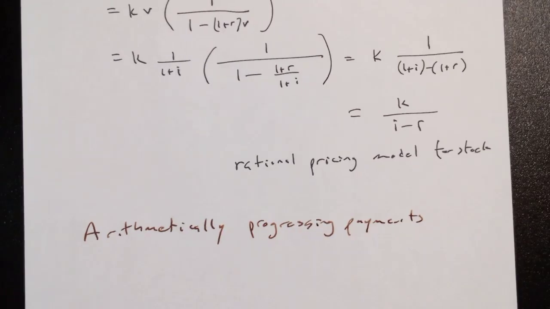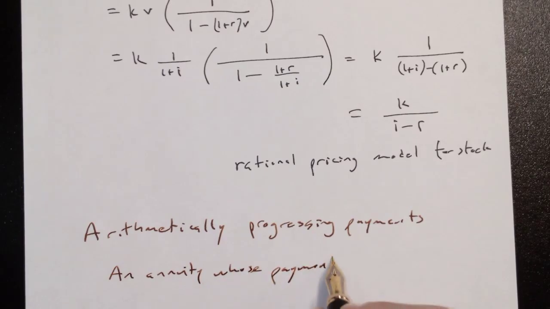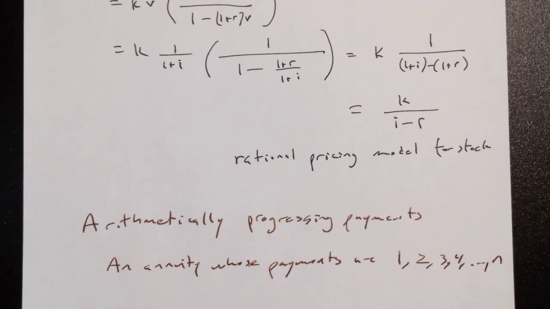What if instead of multiplying, I just add? So let's just suppose the payment goes from 1 to 2 to 3 to 4 to 5, all the way up to n at the end. So every month I just pay one more than I paid the month before. What's the present value?